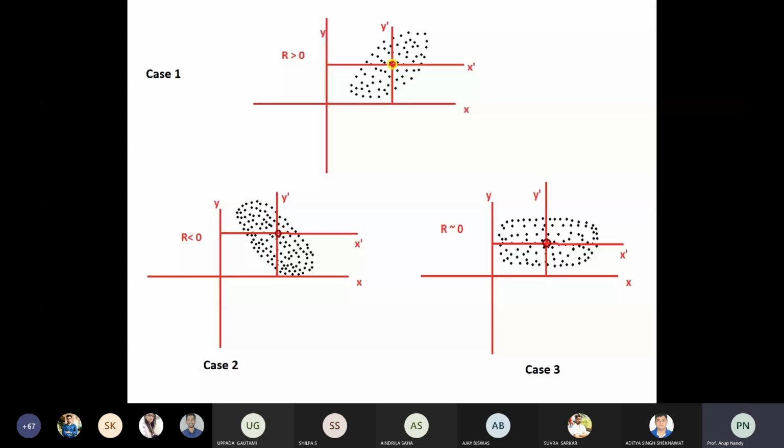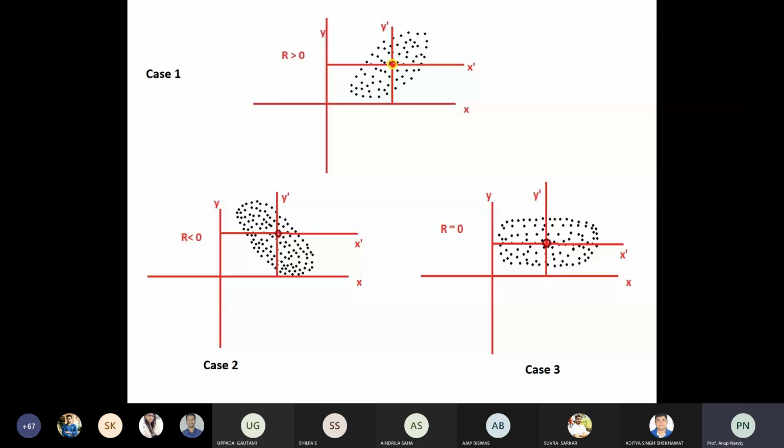Now if you multiply them, you have more positive samples in the first and third quadrants, and fewer negative samples in the second and fourth quadrants. It means that the positive samples dominate the negative samples. That's why this relationship is called a positive relationship.